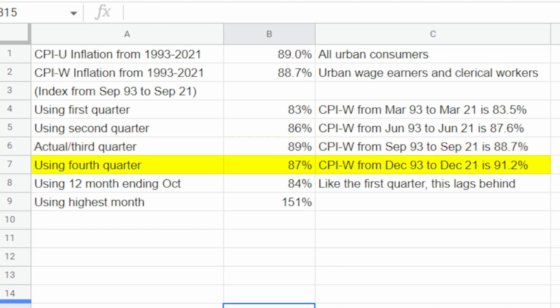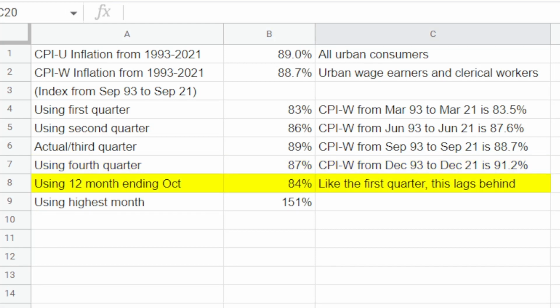Aside from information not being available in time to make a COLA adjustment, the fourth quarter calculation was the worst compared to its equivalent December of 93 to December of 2021 comparison. The 12-month average just ends up lagging behind and is similar to using the first quarter. And finally, at least one person suggested this. While it would be great, using the highest month each year would cause benefits to go up much faster than inflation, and Social Security would already be bankrupt, or we wouldn't be able to collect until age 80.